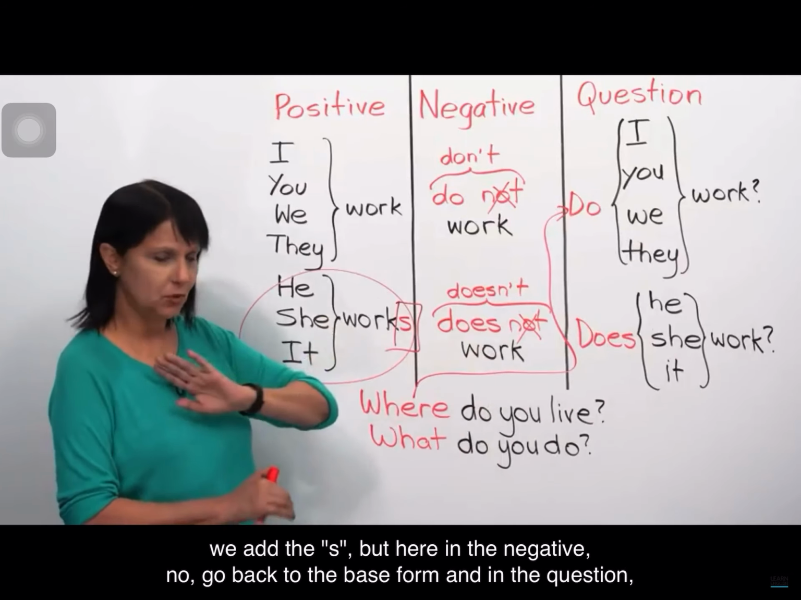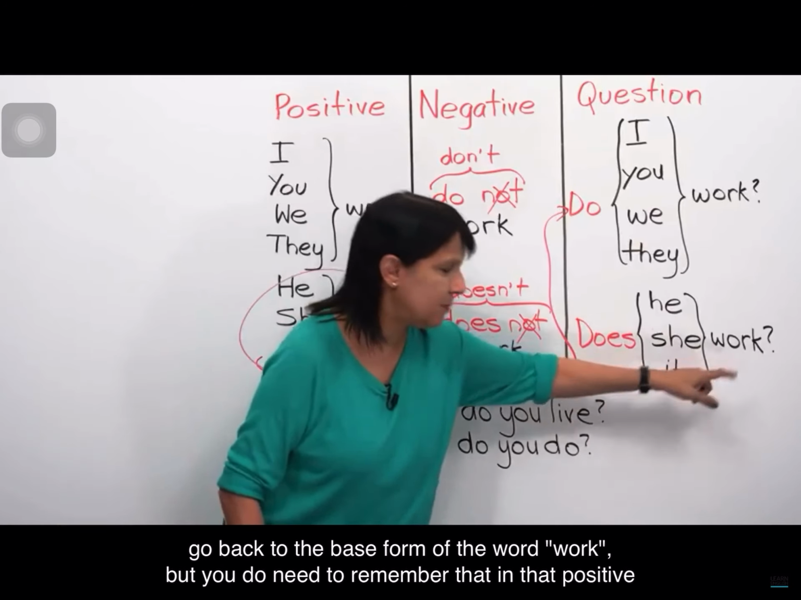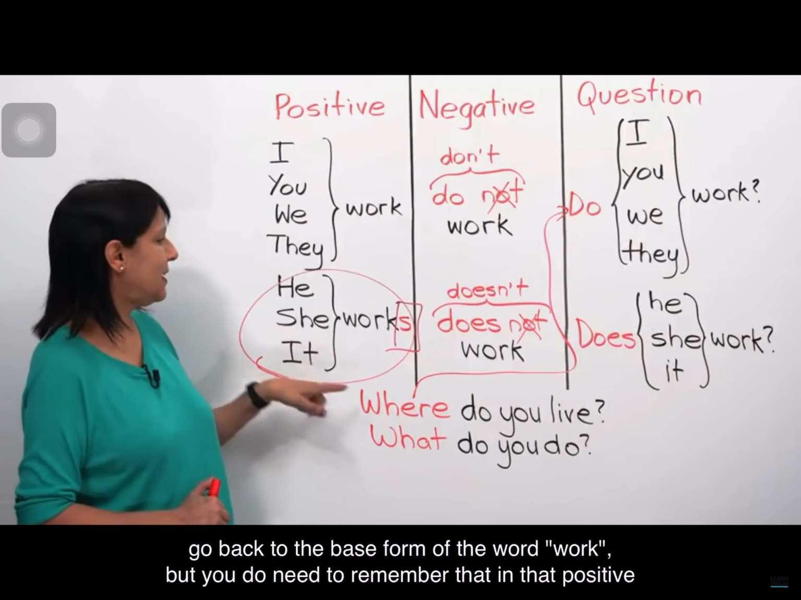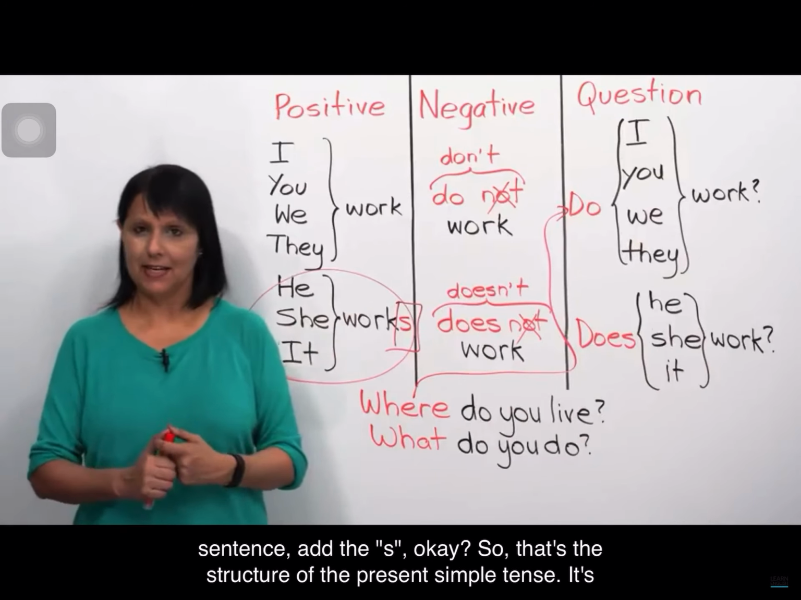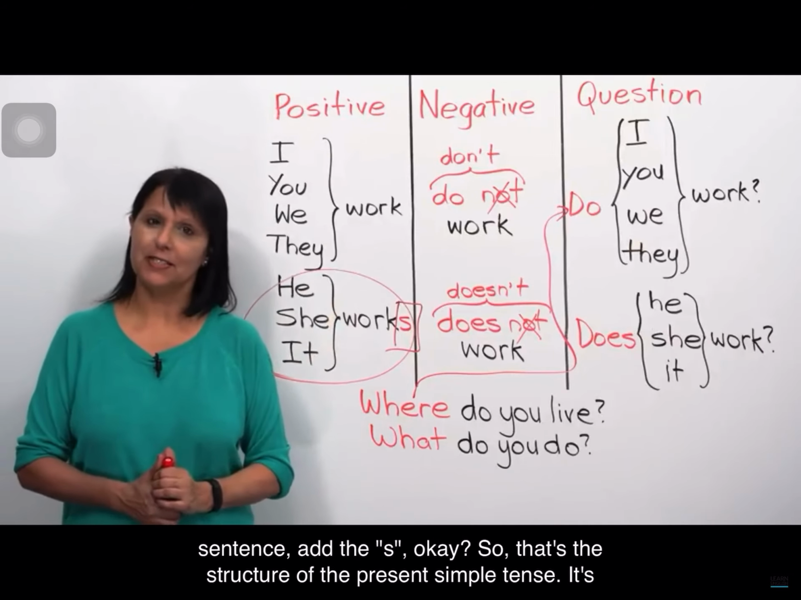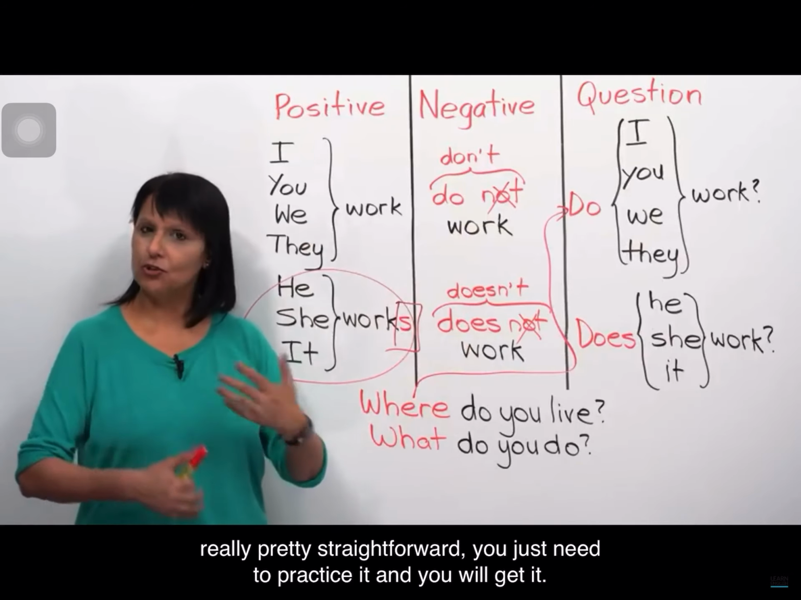So even though with he, she, and it in the positive sentence, we add the S, but here in the negative, no. Just go back to the base form. And in the question, go back to the base form of the word work. But you do need to remember that in that positive sentence, add the S. Okay? So that's the structure of the present simple tense. It's really pretty straightforward. You just need to practice it.